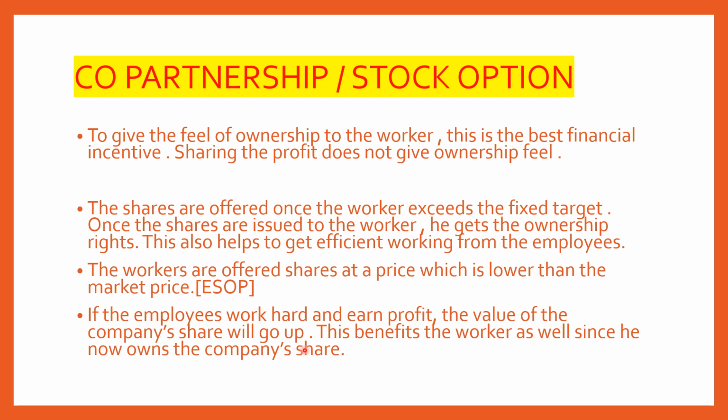First of all, they benefited because they got the shares at a lesser rate. That is benefit A. Benefit B, when they work hard and in future the price of the share goes up, they will get the benefit of this risen value on their own shares also. So the co-partnership or stock option is a very important financial incentive. It is given to the workers because the workers are made the owners. They are issued shares at a discounted rate, and in future also when the price of the share rises, they will again benefit from that risen price.